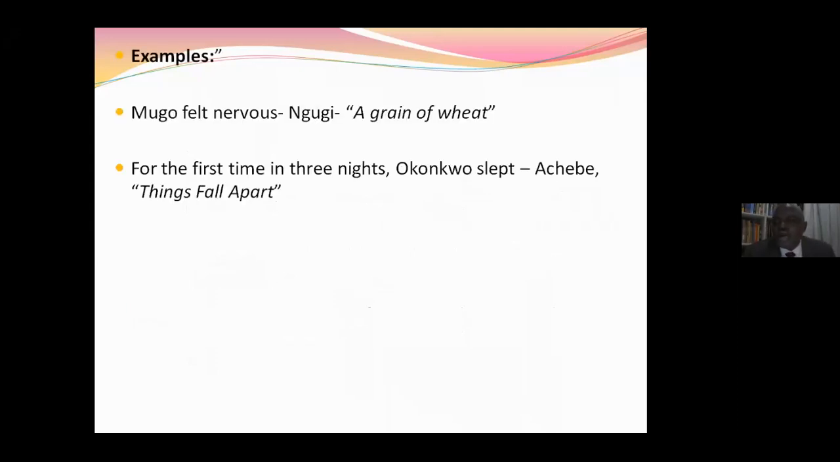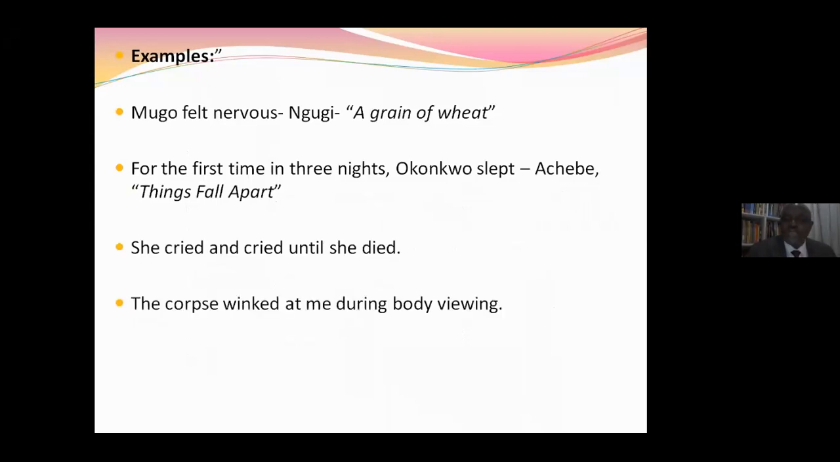Some examples of well-started sentences. When we look at the third bullet, "She cried and cried until she died." Now imagine you reading a story. You're tired, you reach home, and you pick this story, and the very first sentence says, she cried and cried until she died. Definitely, that is very original. That is very catchy. It's an eye catcher.